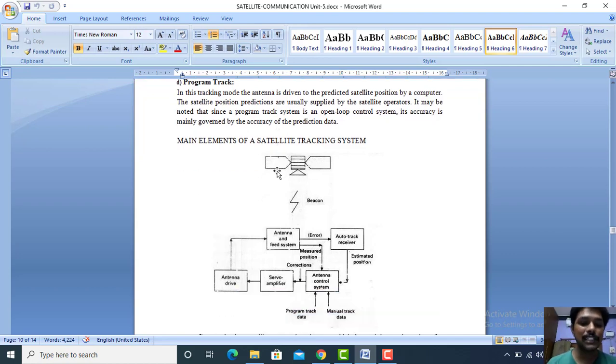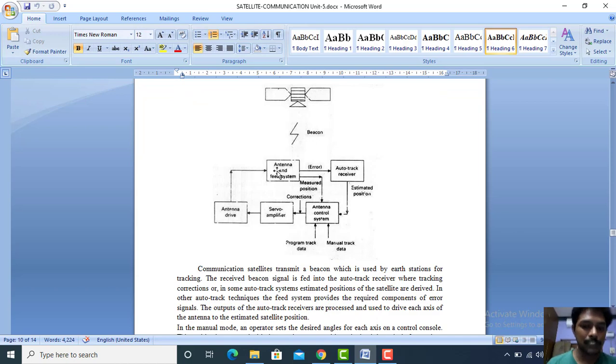The same thing is shown in terms of a block diagram. The block diagram is nothing but this is your satellite which is shown. We have an antenna drive, servo amplifier, antenna control system, auto track receiver, antenna feed system. There are some names positioned here: program track data, manual track data. So the antenna control system is nothing but, if you want to connect manually to the satellite, then we have to give the control from the control system of the antenna.